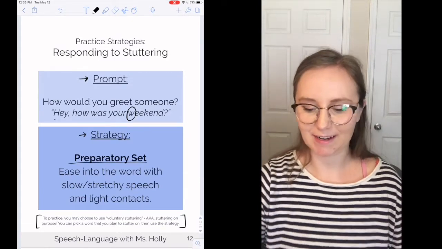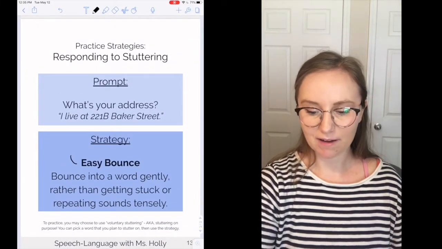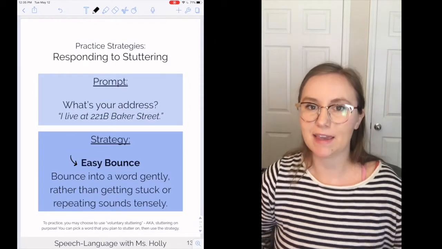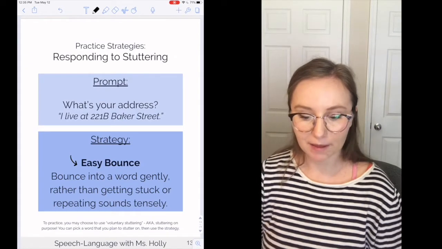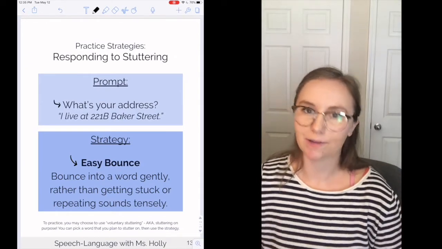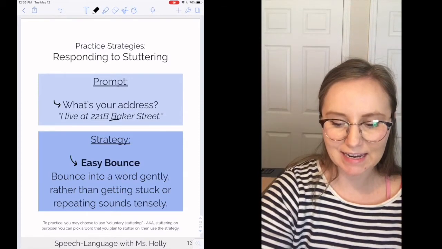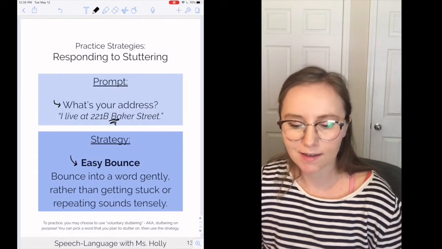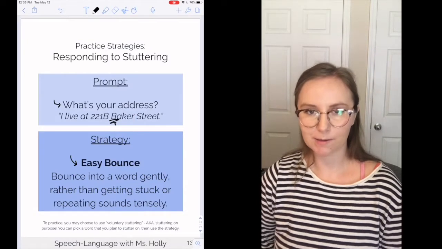All right, here's our next strategy. The strategy is the easy bounce. And remember, that's where we're adding an extra bounce just to make it light and easy. And the prompt that we're going to use is, what's your address? So I'm going to use Sherlock Holmes's address here, and I'm going to plan to add an easy bounce on the B in Baker Street. I live at 221 B Baker Street.